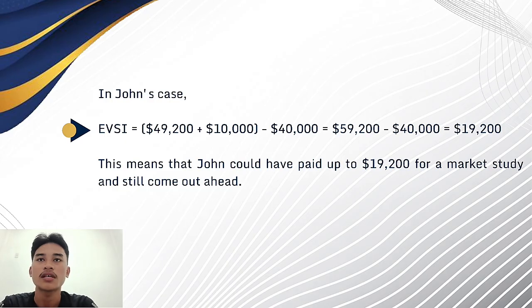So in John's case, EVSI is equal to $49,200 plus $10,000 minus $40,000. So we have $19,200. This means that John could have paid up to $19,200 for a market study and still come out ahead. So the $19,200 is the amount that could be paid for the market study.